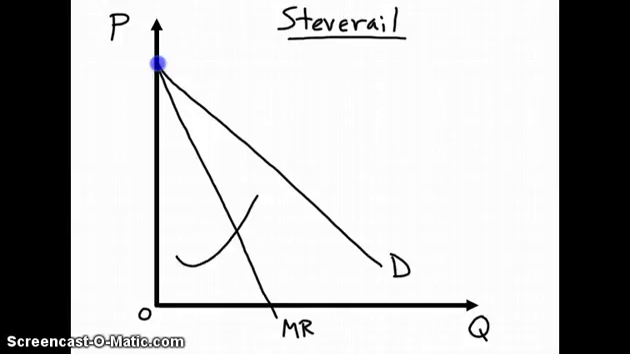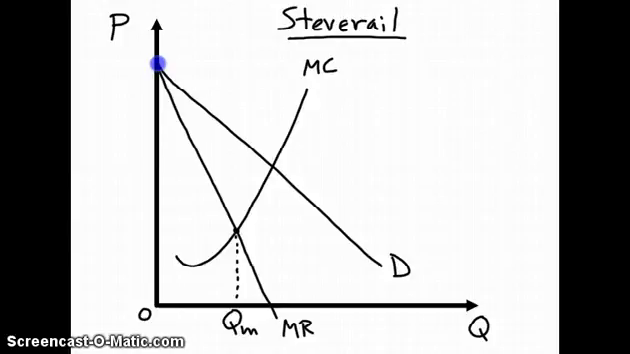I'd like to put my marginal cost curve on first because then that tells me that Steve Rail is going to produce where marginal revenue and marginal cost are equal, and that would be at this quantity. They actually want me to label that QM.